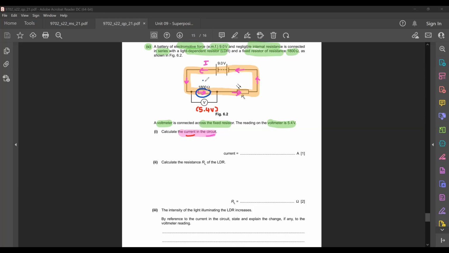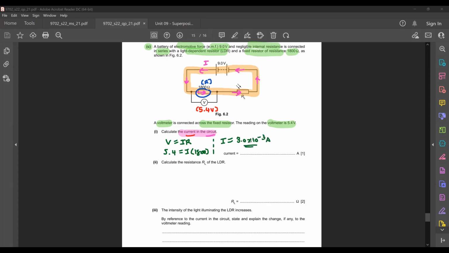We already know the resistance R, we already know the voltage V. We can actually use the equation V equals IR, where V is 5.4, I is what we want to find. The resistance is 1,800 ohms. So our current will be 5.4 divided by 1,800, giving us 3.0 times 10 power minus 3 ampere.